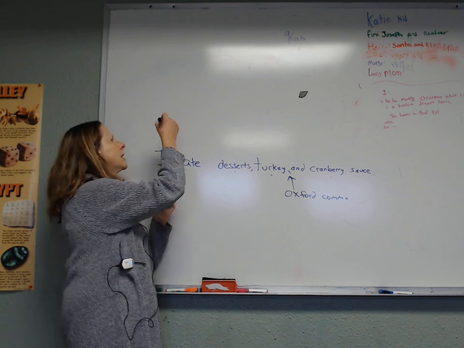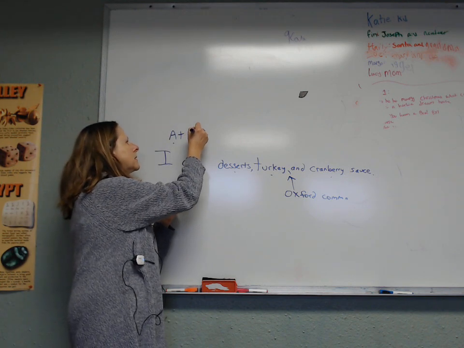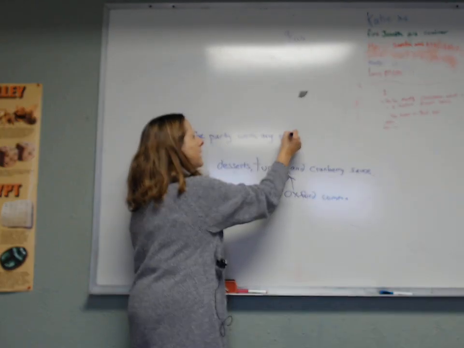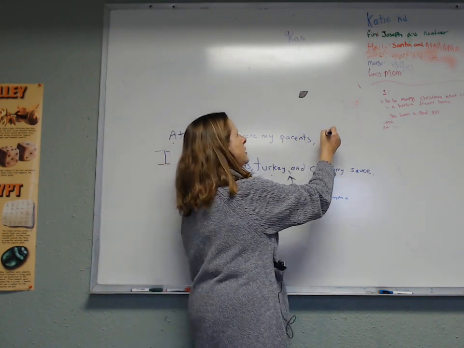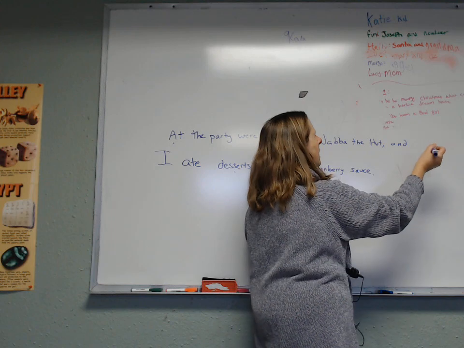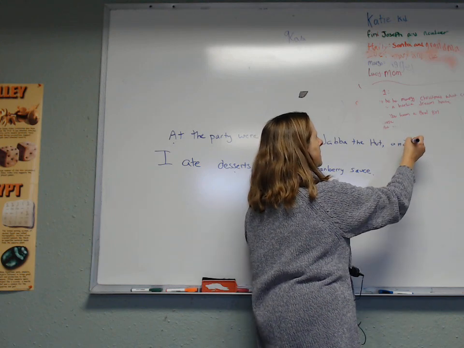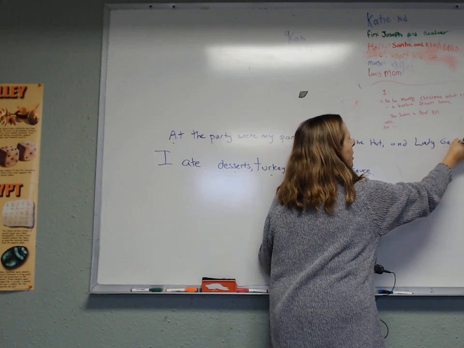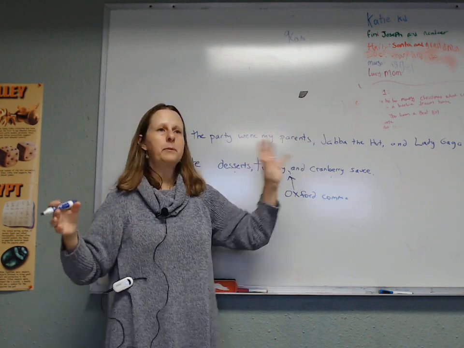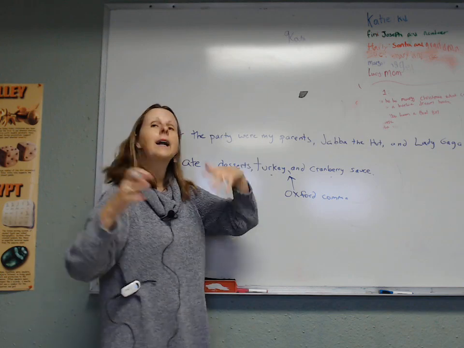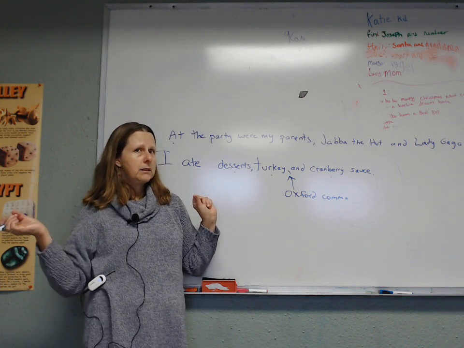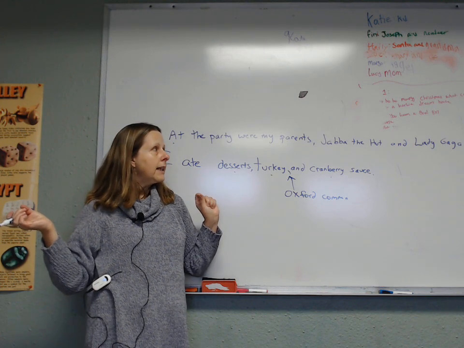So the one I think I gave you before is: at the party were my parents, Jabba the Hutt, and Lady Gaga. Okay, so in this sentence, well, I have two parents, but there were three groups of people talked about at this party. My parents happened to be there, Jabba the Hutt happened to be there, Lady Gaga happened to be there. If I leave out the comma, it sounds a bit like Jabba the Hutt and Lady Gaga are my parents. That's what I thought when you first wrote it. And when I read that, it's going to make me think that.